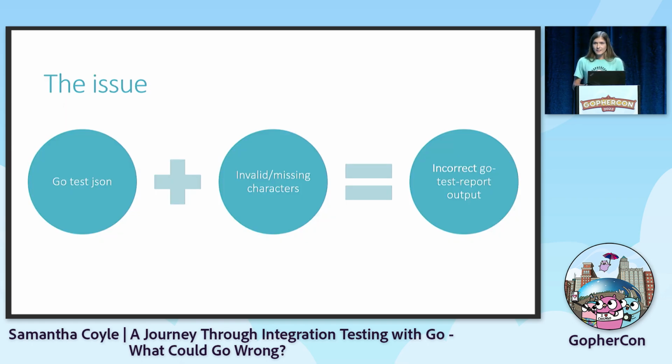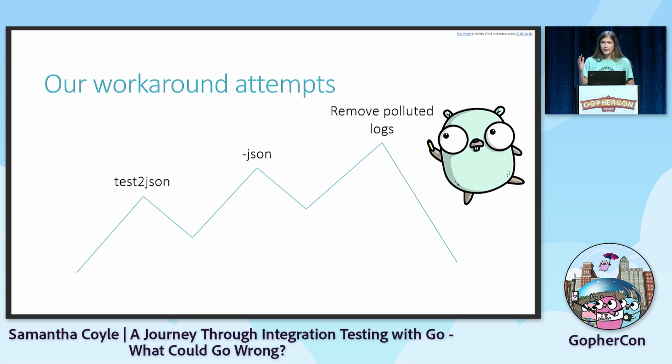So we had that Go test JSON. We had additional \r's, some missing characters, right? That missing newline. And we had an incorrect Go test report for that validation engineer. So to kind of recap the things that we tried, right? Initially, we were using that test2json tool and we were experiencing issues. So we tried switching to using the JSON flag, also experienced issues.